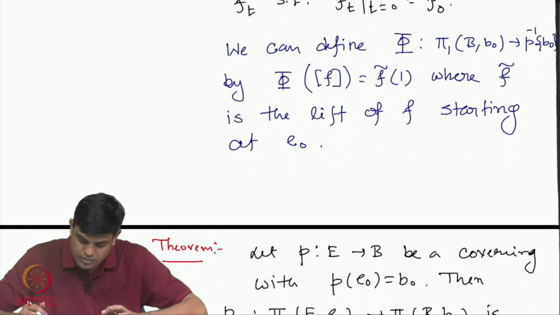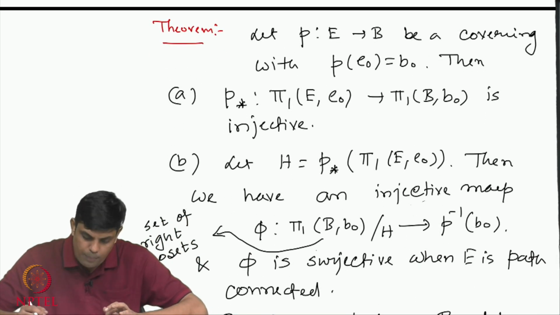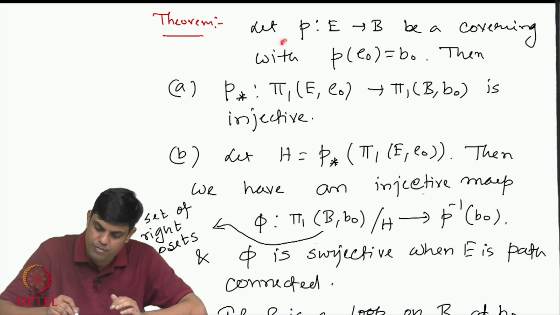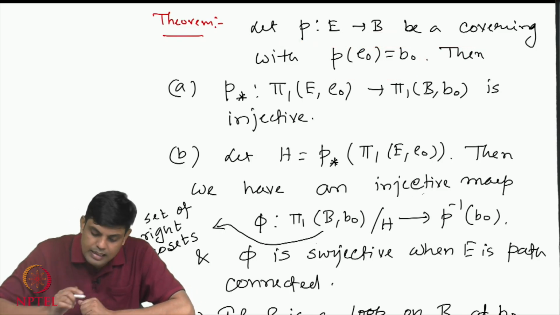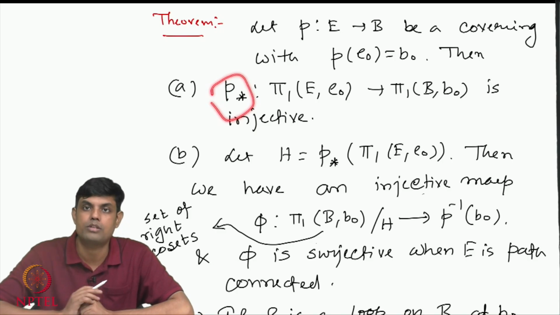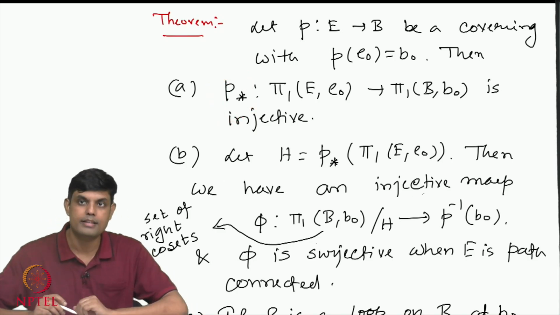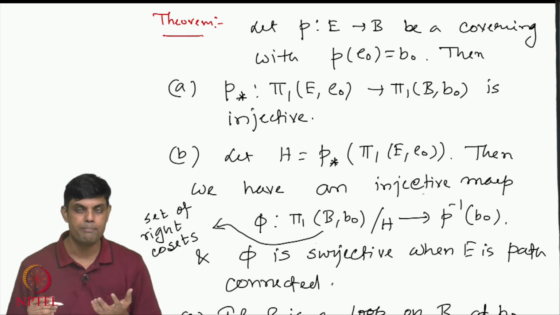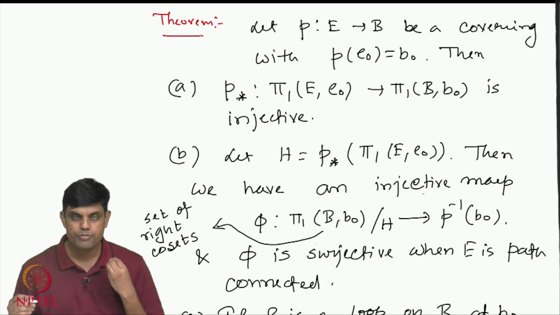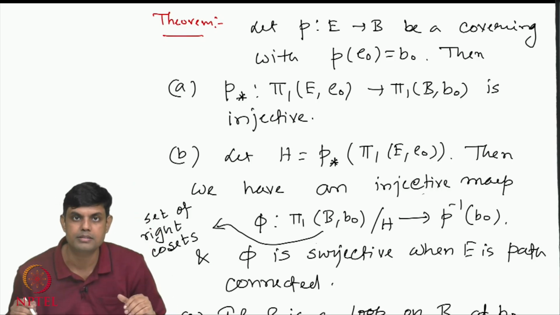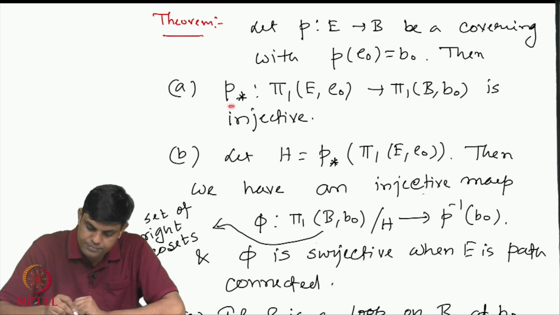Okay. So, now the theorem that I want to state is the following: suppose I have a covering map p from E to B which takes E0 to B0. Then the corresponding induced map on the fundamental group is injective. That is the first result. If I have a covering map, then the induced map by the covering map from the fundamental group of the top space to the bottom space is an injective homomorphism. This is the first result.